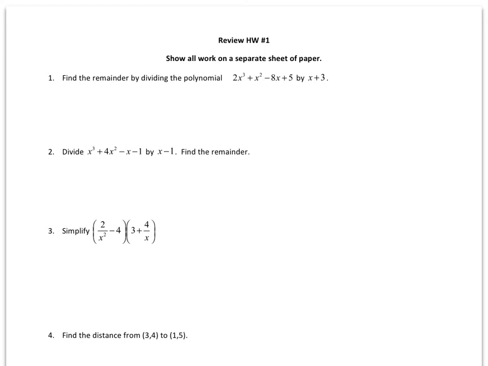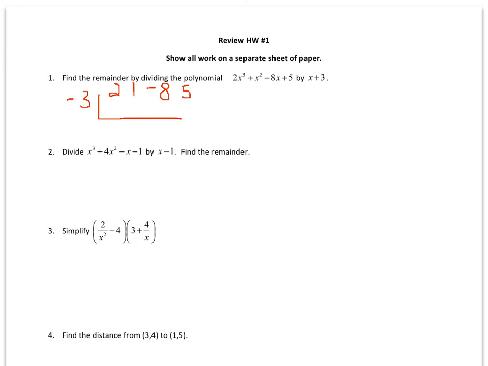So if we're going to use synthetic division, remember we want to put the opposite of 3 on the outside of the division box. So we want to use a -3 when doing synthetic division. And then we want to put the coefficients on the top. So we'll put a 2, a 1, a -8, and a 5.